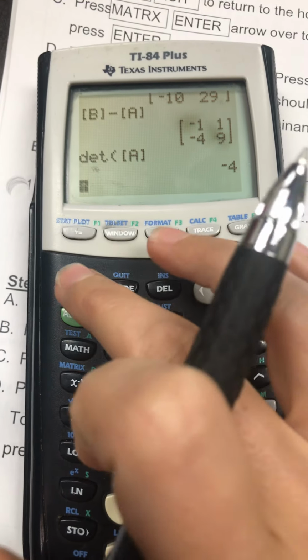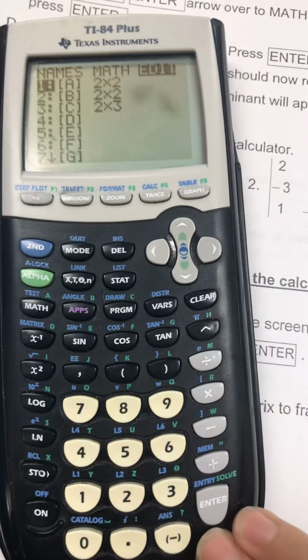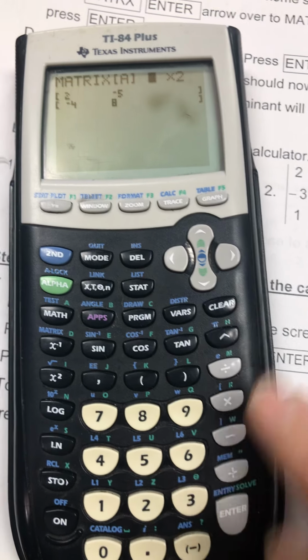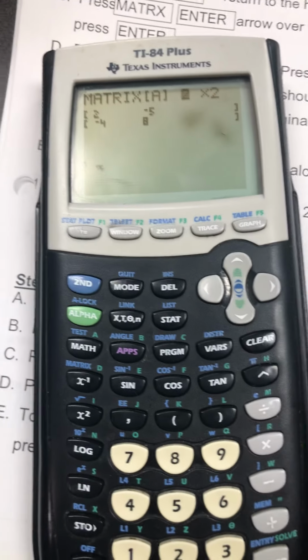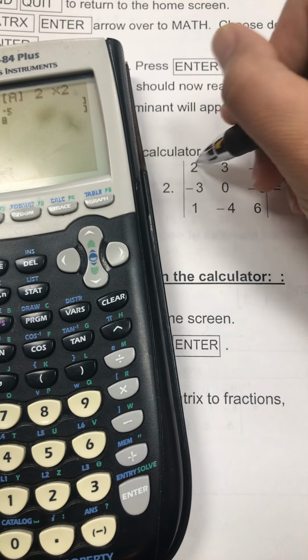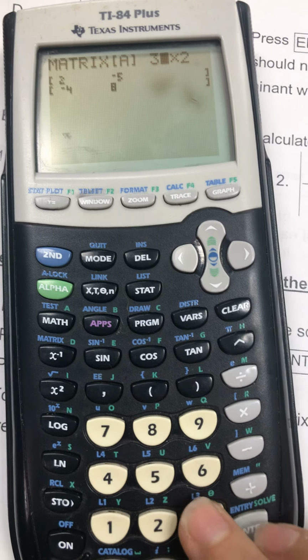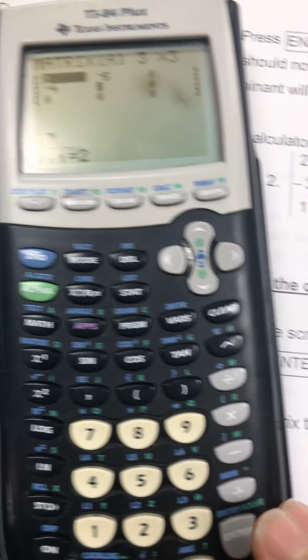Now we're going to put this next one in. Go to second matrix and scroll over to edit, because you have to put the matrix in first, and put it in A. Here we have a 3 by 3, 1, 2, 3, 1, 2, 3. So I'm going to change it to a 3, enter, 3, enter.